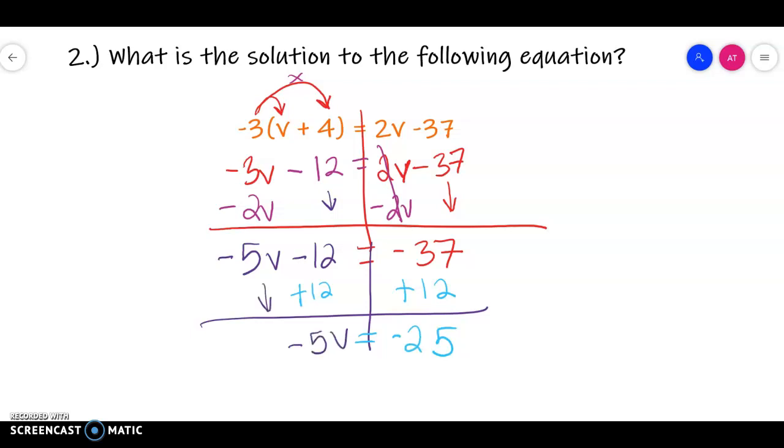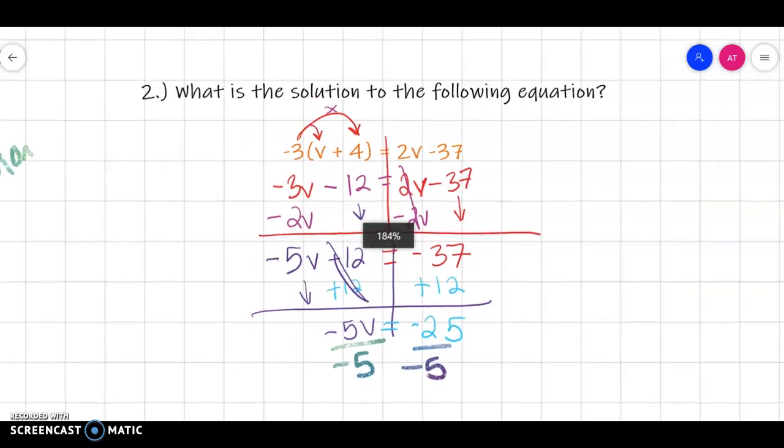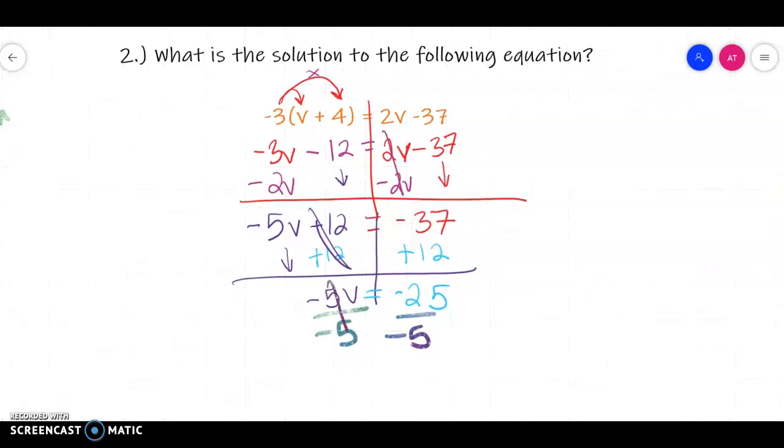I'm going to bring down my -5v because those cancel. What's the last step? To get v by itself, divide by -5. Now remember, a negative divided by a negative is a positive. So I have v equals 25 divided by 5, which is +5. So there's the solution. It'll say v equals random numbers, but you need to make sure that you select v equals 5 if that was one of the questions on there. Let's move to the next one.